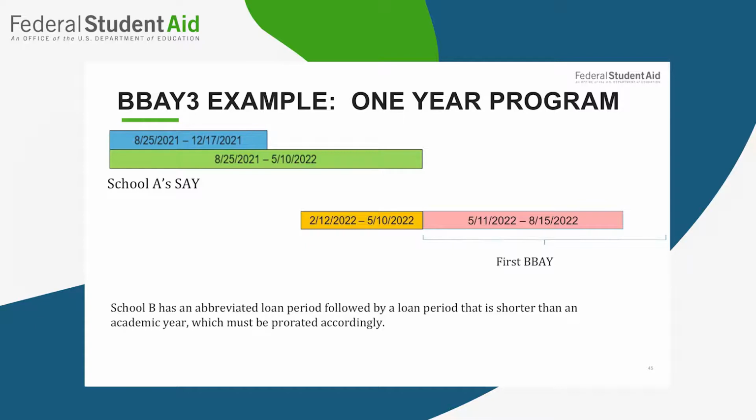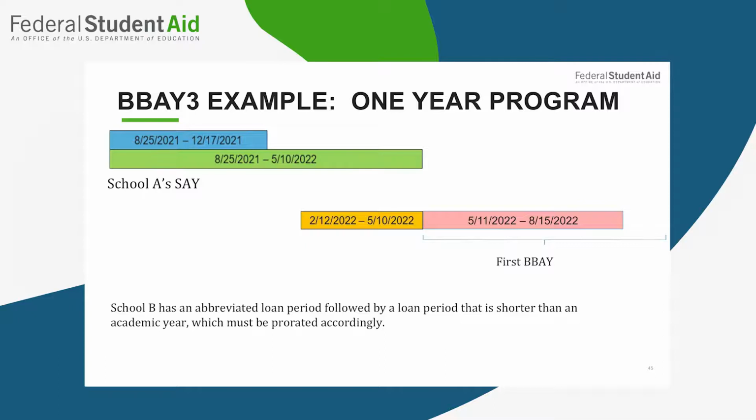So this student started their enrollment at school A, transfers to school B. School B has an abbreviated loan period that finishes the amount of time that finishes school A's academic year. That's why it starts on February 12th and it goes to May 10. But since this is only a 1-year program, the student's first borrower-based academic year at school B is going to have to be short because at that point the student will have finished. The student will have finished on August 15. That's the first borrower-based academic year, but the student's loan period won't encompass the entire borrower-based academic year, only part of it. Once the student goes to August 15, that student will have graduated.